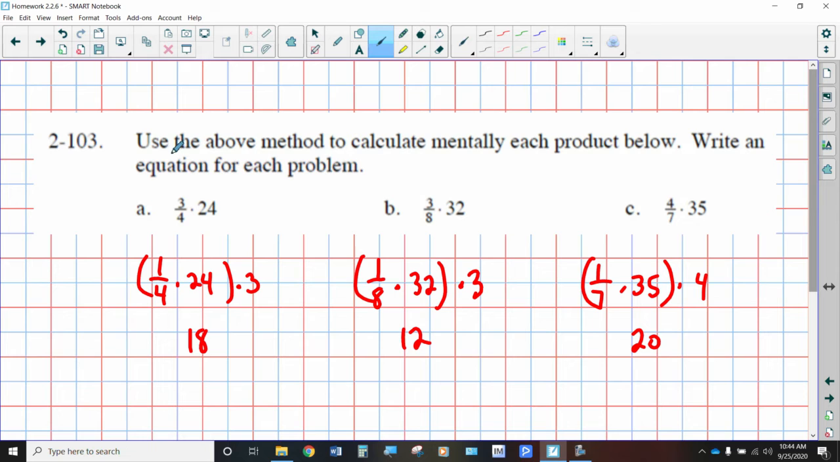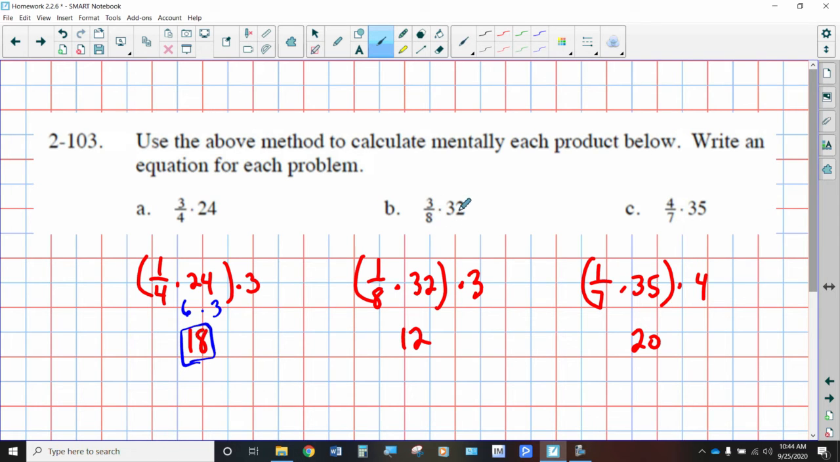All right, so let's go ahead and use that technique. If we want to find out what 3/4 of 24 is, it would be good to find out what 1/4 of 24 is, then multiply it times 3. So 1/4 of 24 is 6, and 6 times 3 gives you an answer of 18.